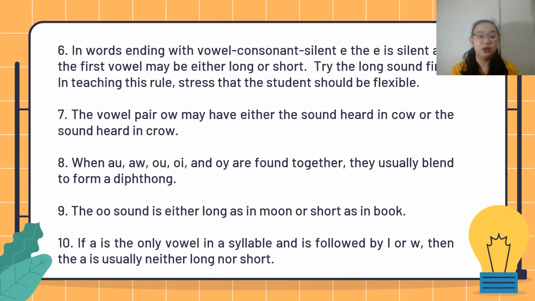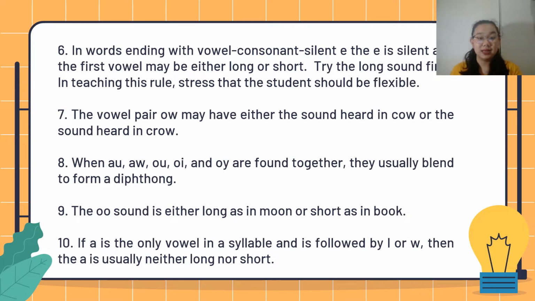In words ending with vowel consonant silent E, the E is silent and the first vowel may be either long or short. Try the long sound first. In teaching this rule, stress that the student should be flexible. The vowel pair OW may have either the sound heard in cow or the sound heard in crow.